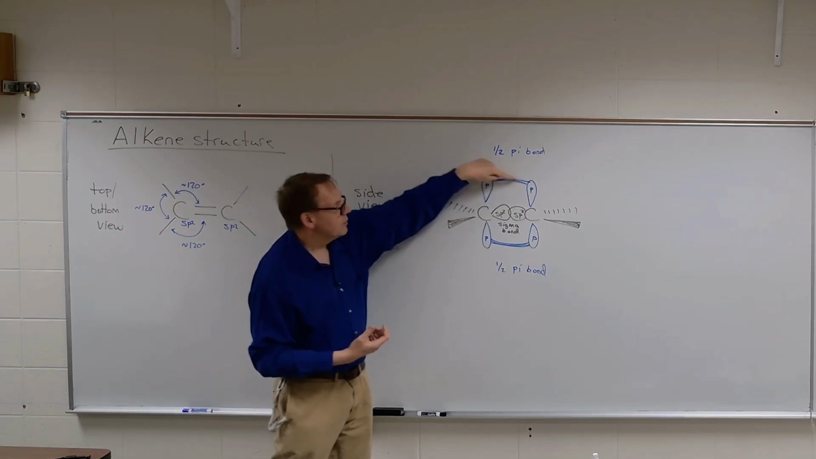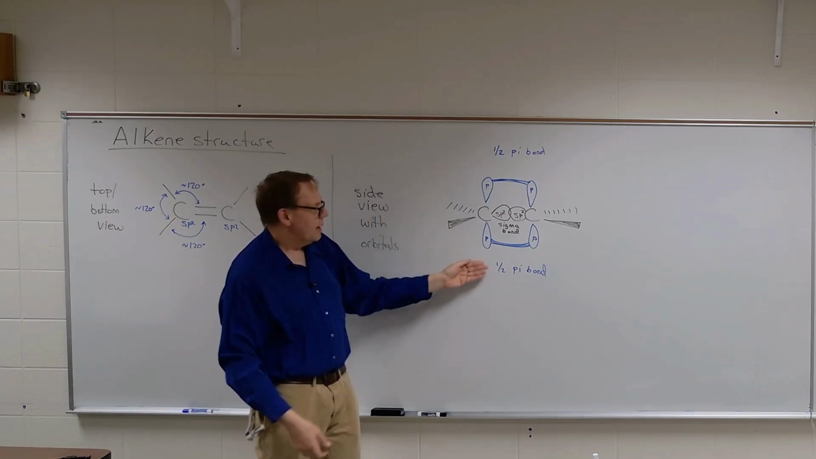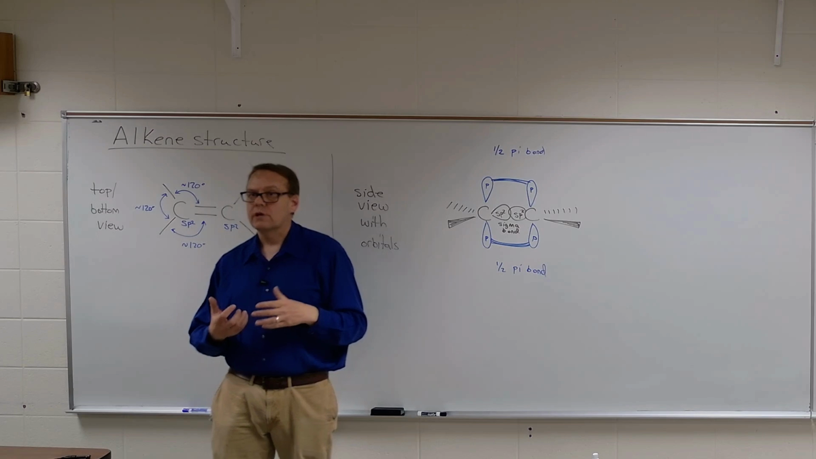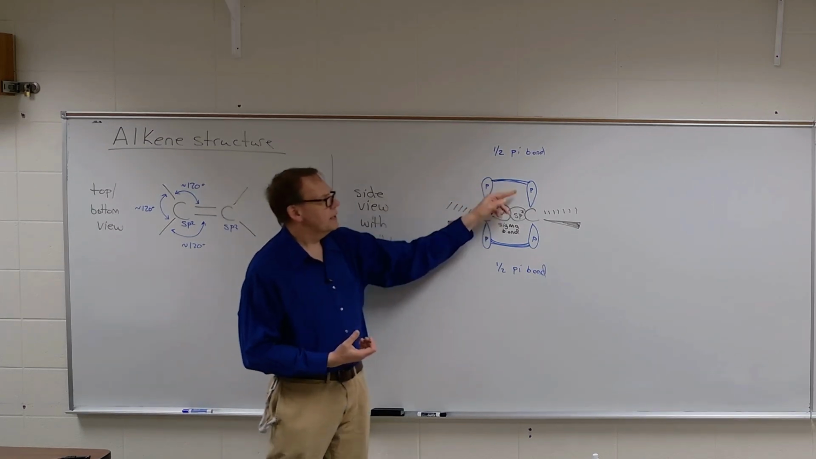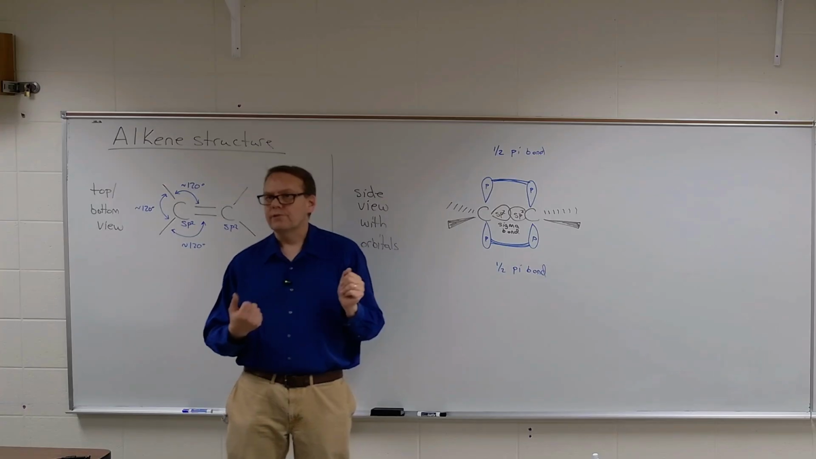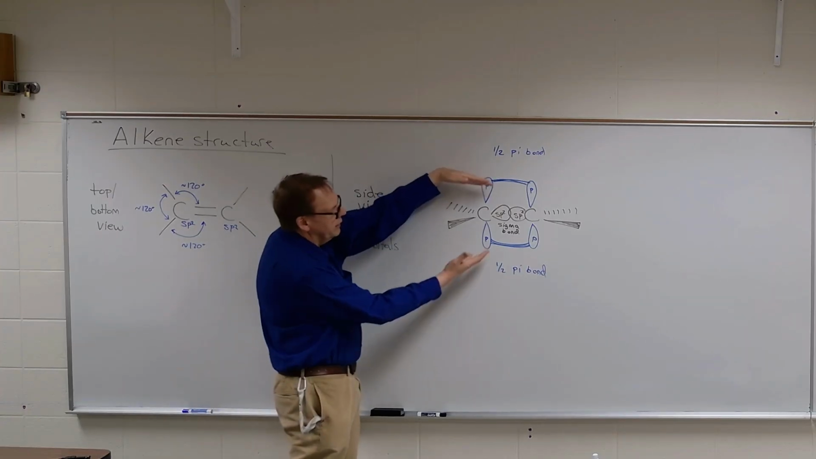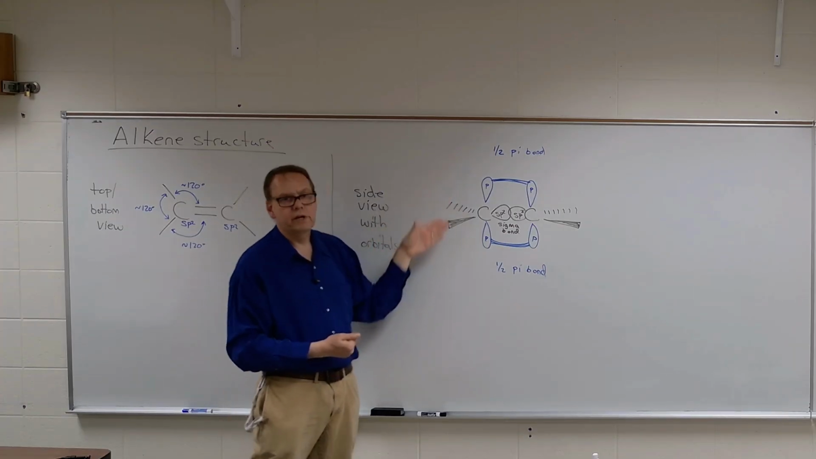So up here, the overlap between the upper lobes is 1/2 of a pi bond, and the overlap between the lower 2 p's is another 1/2 of a pi bond. And there's 2 electrons that are shared in that overlapping space. But since that space isn't the best, most efficient way to share, sharing electrons above and below the plane between them isn't really the most efficient sharing, the pi bonds are weaker.